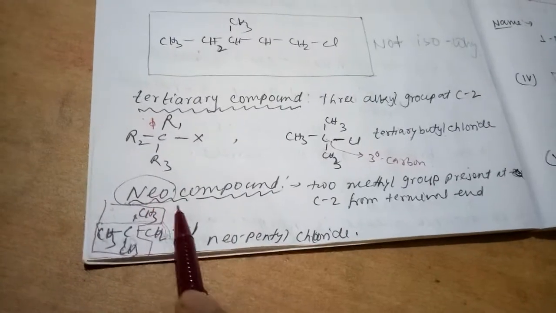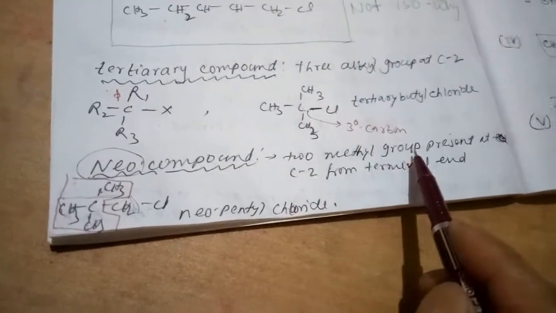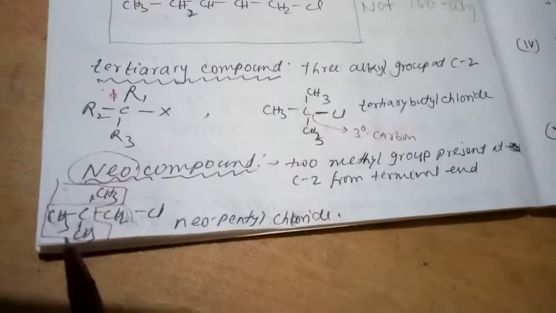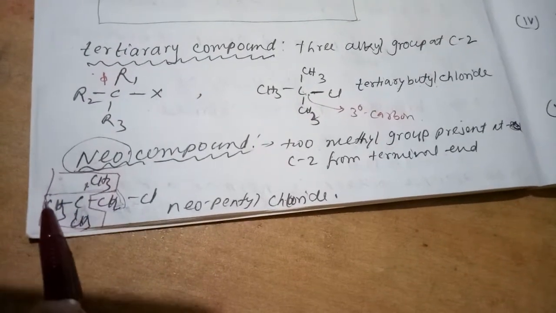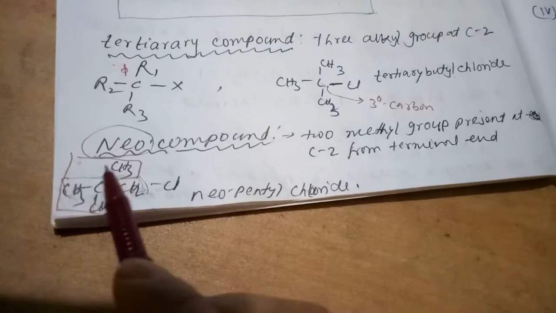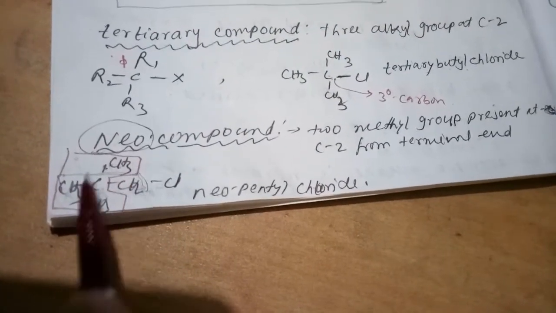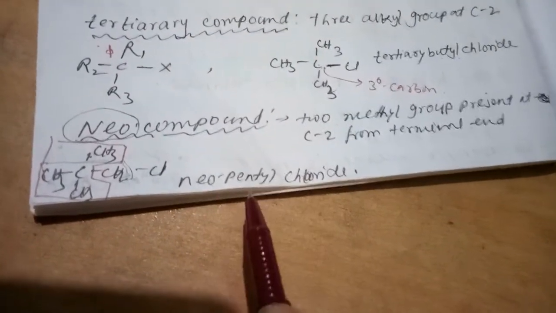Another compound is called a neo compound. When two methyl groups are present at carbon number 2, then it is known as neo. So if you see this, from the terminal end, carbon number 2 has one methyl and another methyl group present, then it is known as neo. How many carbons here? 1, 2, 3, 4, 5. So it is known as neopentyl chloride. This is known as neopentyl chloride.